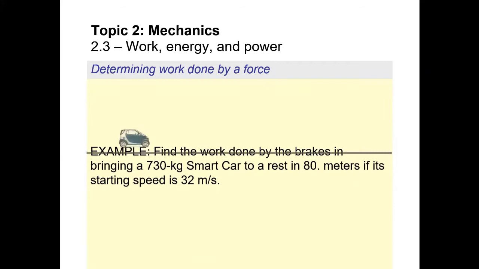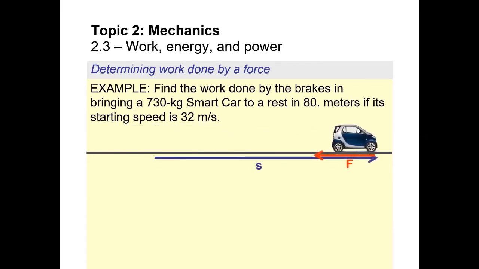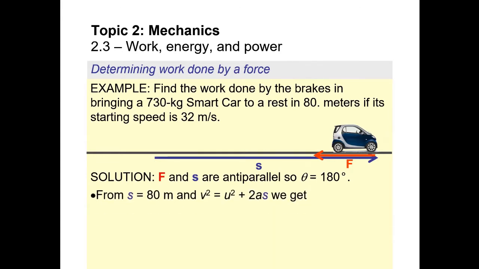Work can be negative. Find the work done by a brake in bringing a 730 kilogram small car to a rest in 80 meter if its starting speed is 32 meter per second. The friction force and the displacement are anti-parallel. In this case, displacement to the right and friction to the left. So theta equals 180 degree and S equals 80 meter.